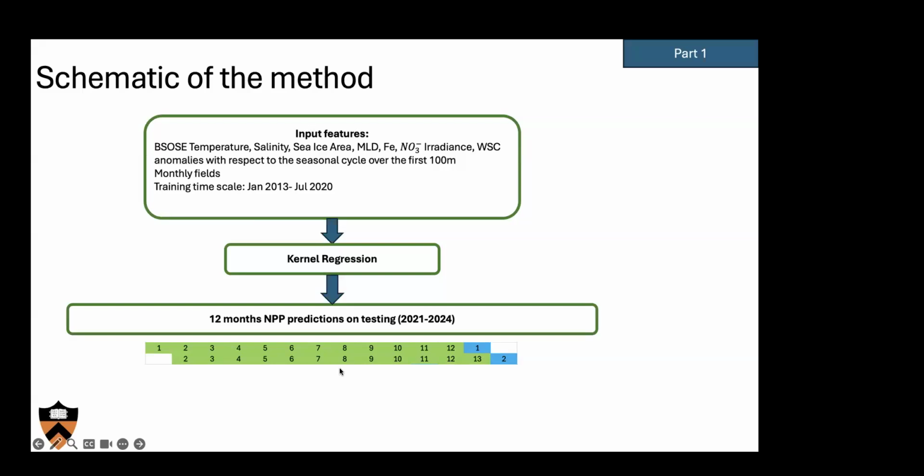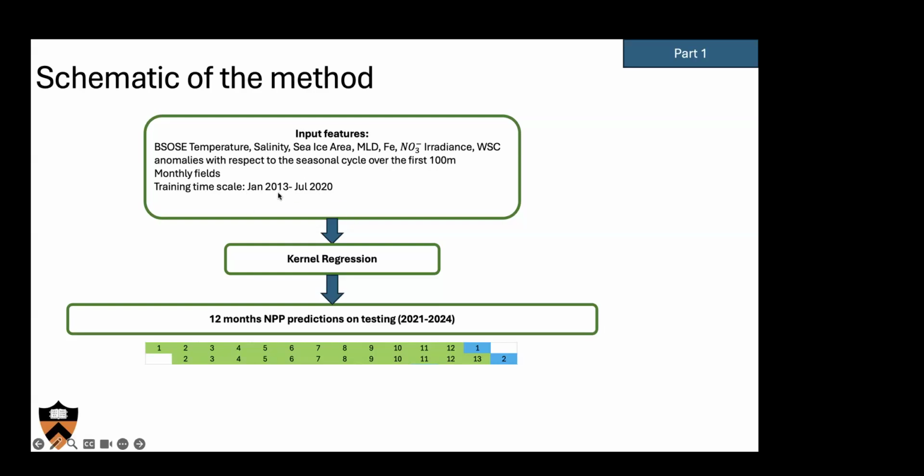From my experience, when we try to do this short-term prediction, it's very important not to go straight to the more complicated methods, but to start simpler and then eventually go more complicated. The method I'm using in this part is kernel ridge regression. I use as input features temperature, salinity, sea ice area, mixed layer depth, iron, nitrate, irradiance, and wind stress curl anomalies. These are anomalies with respect to the seasonal cycle in the first 100 meters.